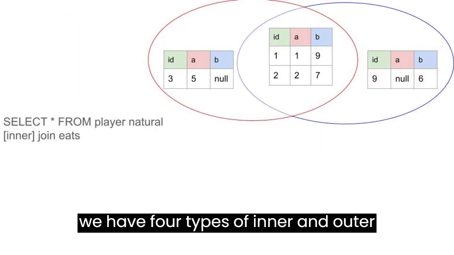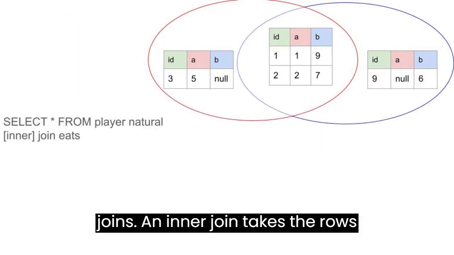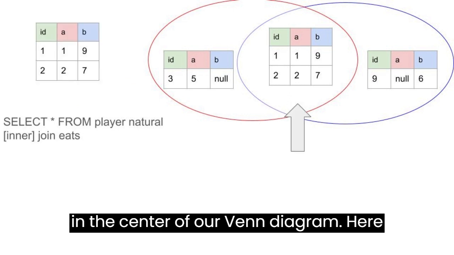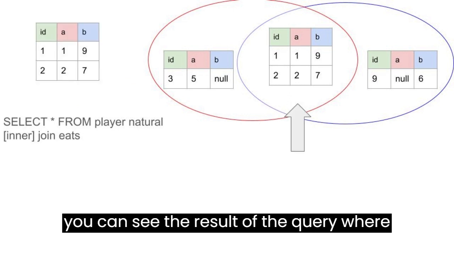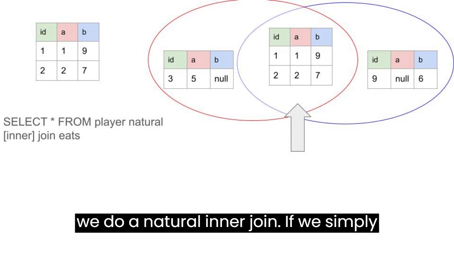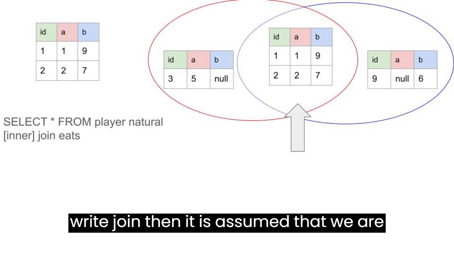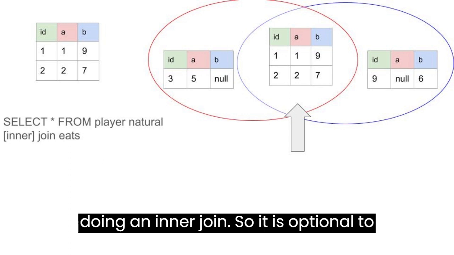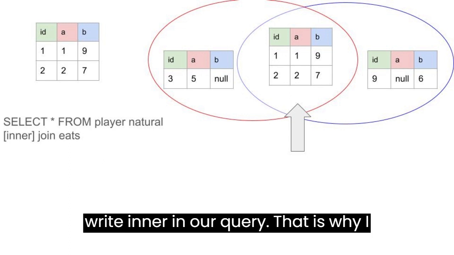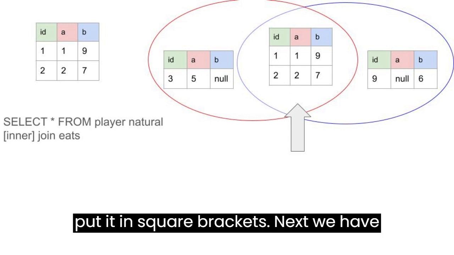Now, basically, we have four types of inner and outer joins. An inner join takes the rows in the center of our Venn diagram. Here you can see the result of the query where we do a natural inner join. If we simply write JOIN, then it is assumed that we are doing an inner join, so it is optional to write INNER in our query. That is why I put it in square brackets.